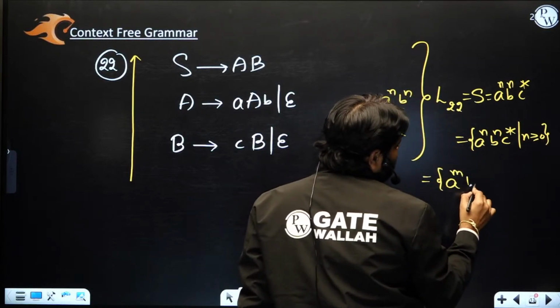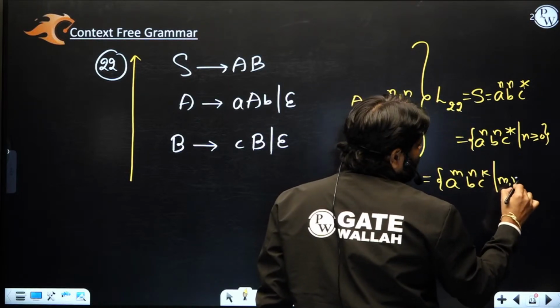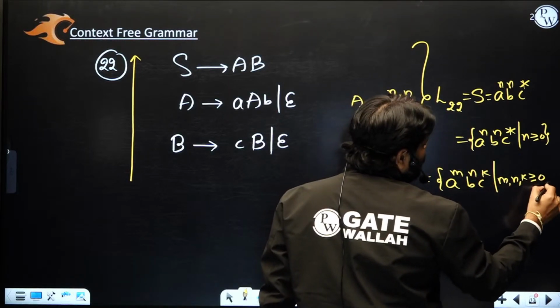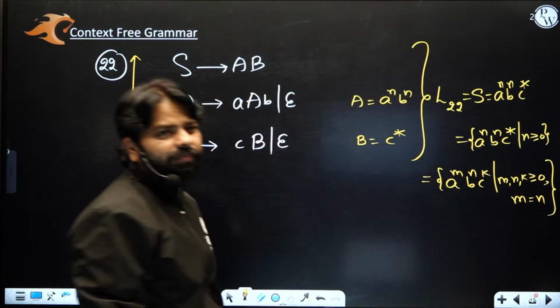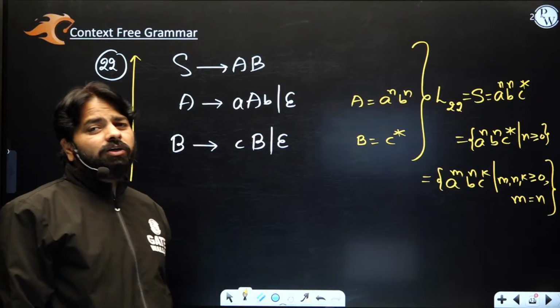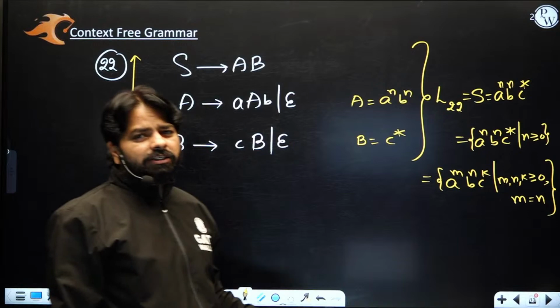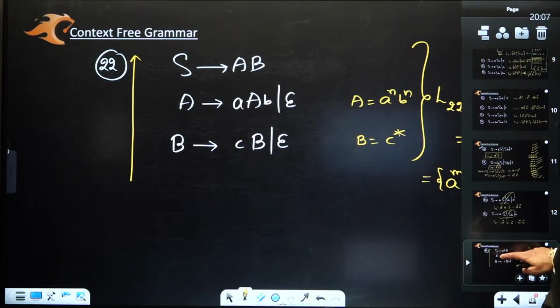A power m, B power n, C power k, such that m, n, k greater than or equal to 0 and m is equal to n. So you can also write this way. Correct? There are very interesting grammars to practice, so I want you to practice such grammars on your own. Okay, let me give you some questions for practice.